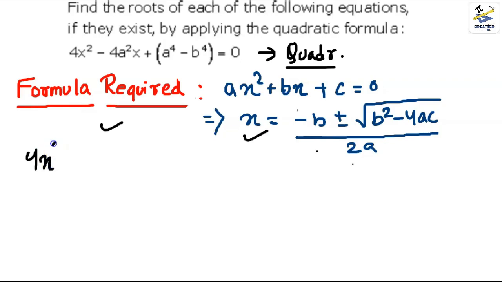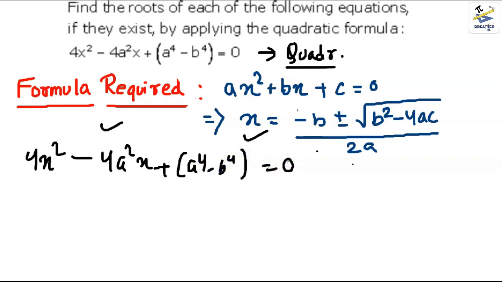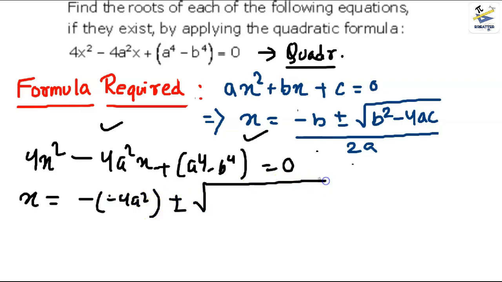So the given equation, we can directly write it as 4x square minus 4a square x plus a to the power 4 minus b to the power 4 equals to 0. Now we need to do nothing but just put in the values. So what will be x? x will be equals to minus of b, which is minus of minus 4a square, plus minus, give a big square root sign because we are going to write a lot of things here.